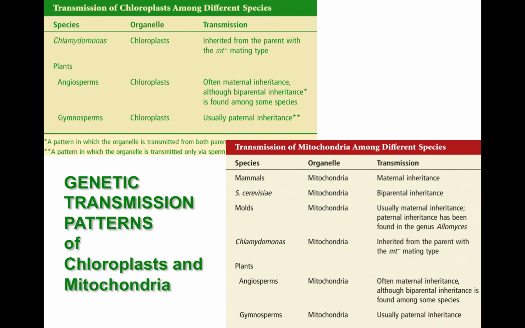What about mitochondria? In mammals, mitochondria are also maternally inherited, and so it is in angiosperms. So angiosperms often have maternal inheritance of both mitochondria and chloroplasts.